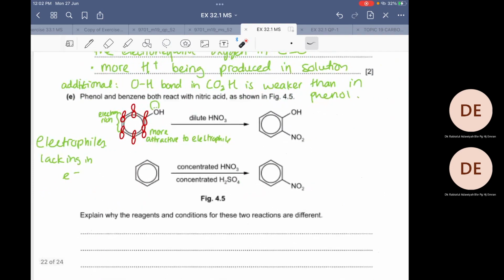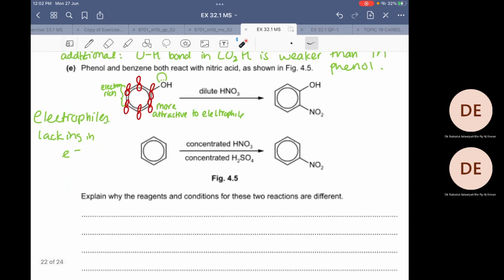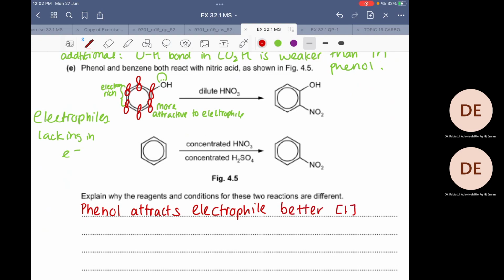How do we put that in words? For 3 marks again. First, we will talk about the attraction. We say that phenol attracts electrophile better for 1 mark.